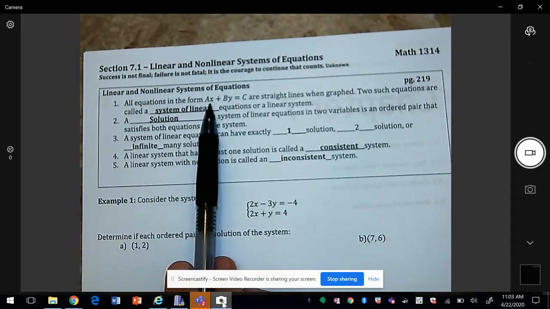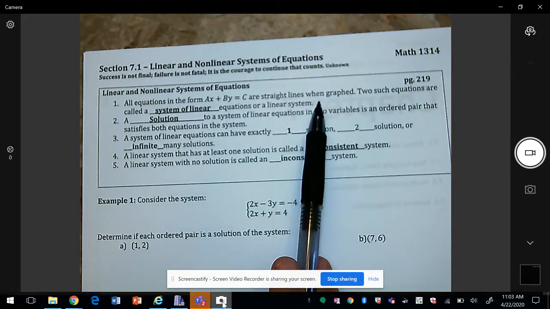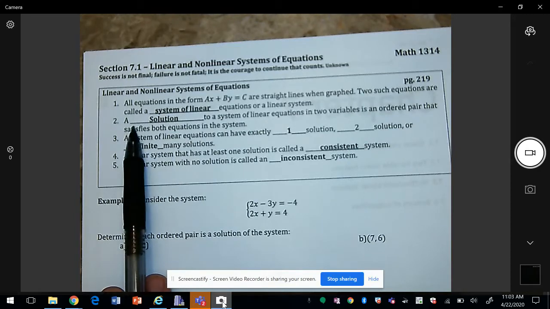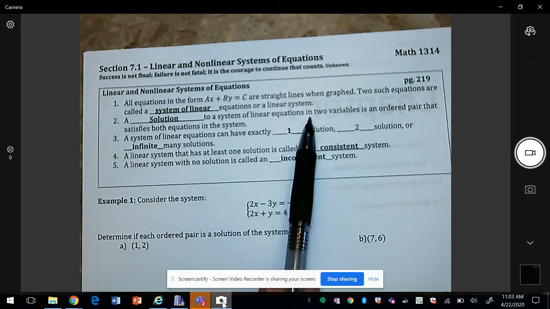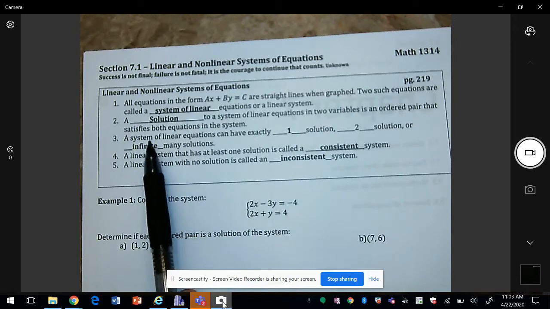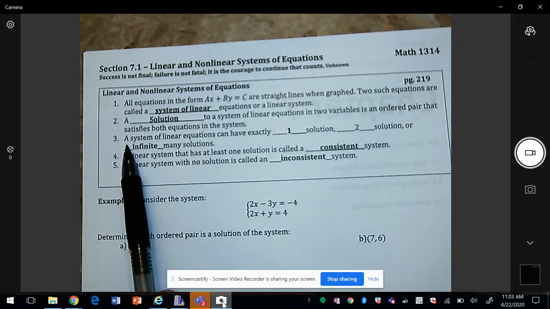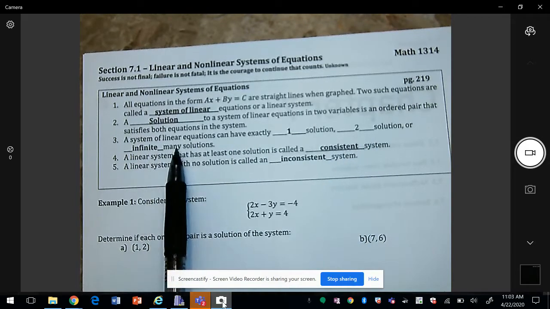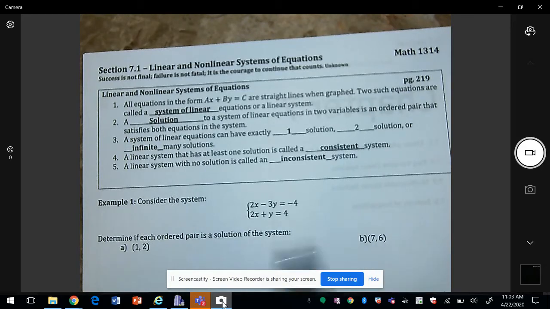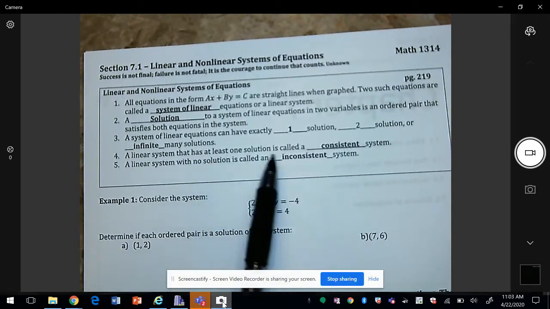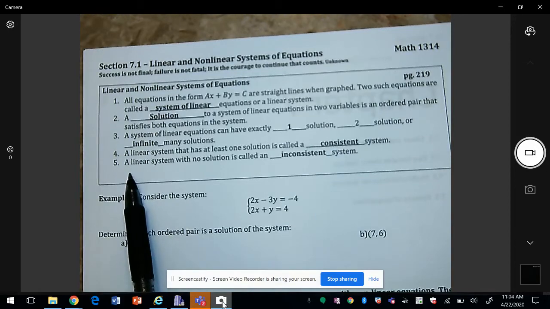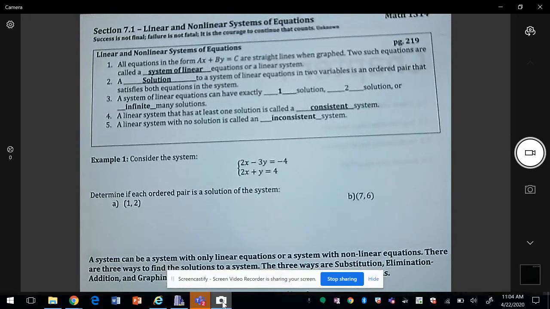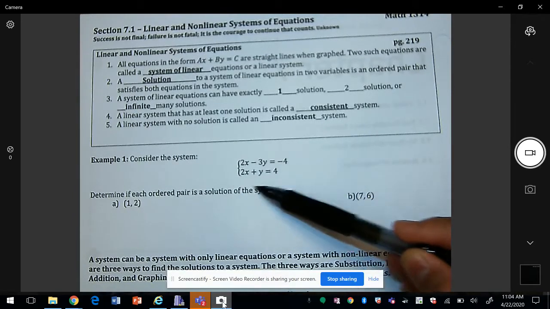So first, let's look at some definitions. All equations in the form ax plus by equals c are straight lines when graphed. Two such equations are called a system of linear equations. A solution to the system in two variables is an ordered pair that satisfies both equations in the system. A system of linear equations can have exactly one, two, or infinitely many solutions, or no solution. A linear system that has at least one solution is called consistent, and one that has no solution is called inconsistent. So basically, if you have two equations, then we call this a system.